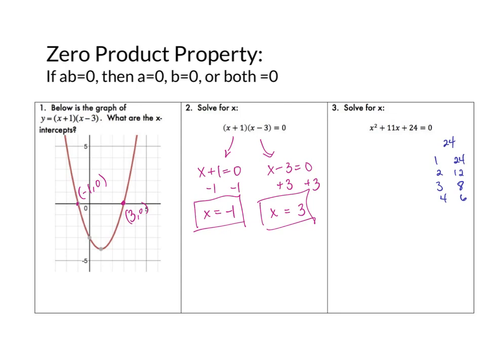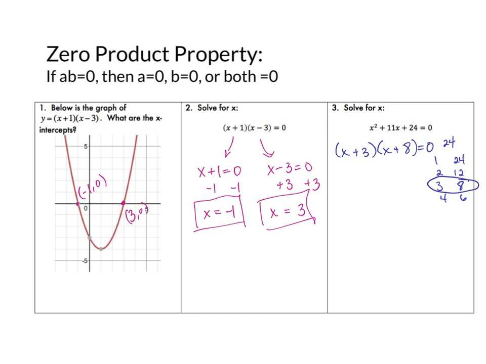I want a pair that is going to add up to 11. So that's 3 and 8, there we have 11. So we have our factored form of x plus 3 times x plus 8 equals 0.